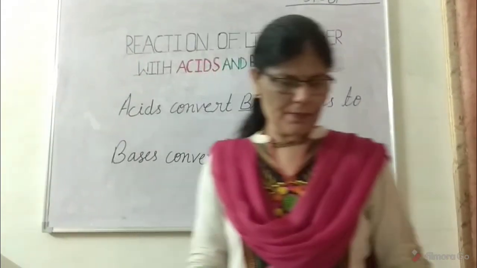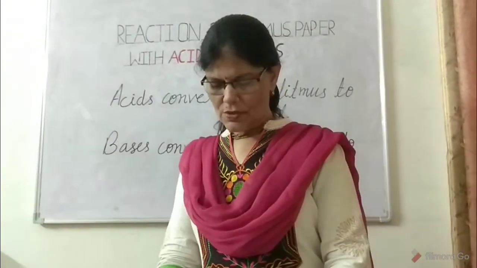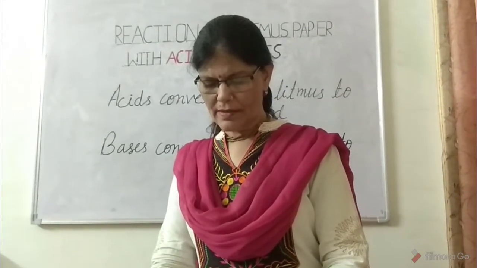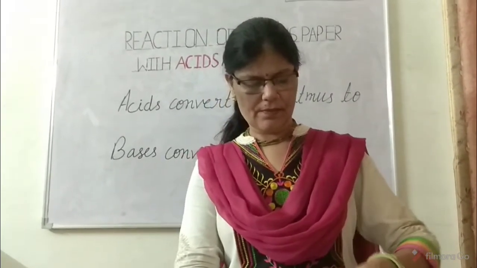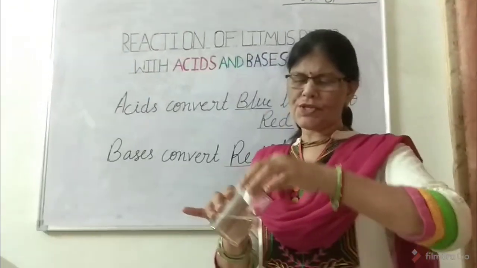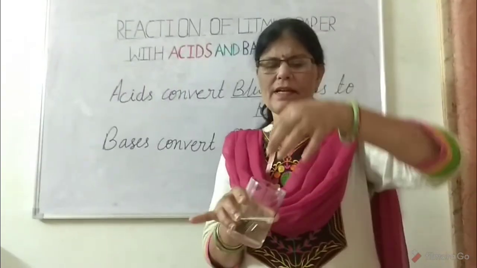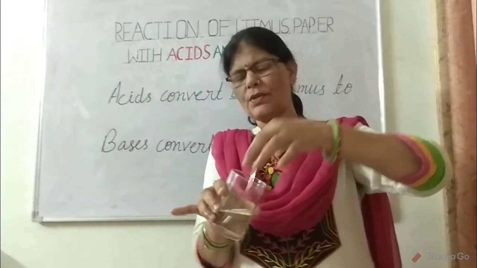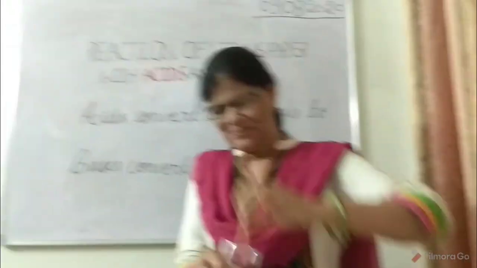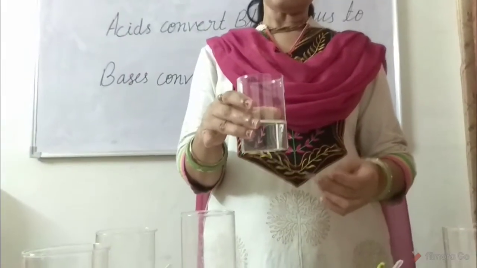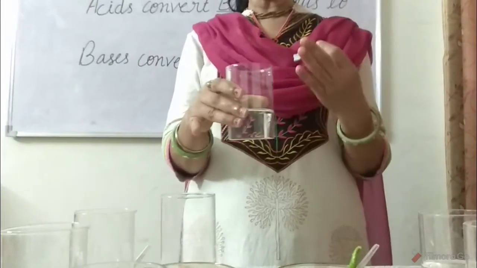Now let us take sugar solution. I am having sugar solution. So I am checking the sugar solution by red litmus and then by blue litmus. Let us check. This is our sugar solution, and when I dip this red litmus paper in sugar solution, it does not show any change. So we have seen that there is no change in the color of red litmus paper with sugar solution.